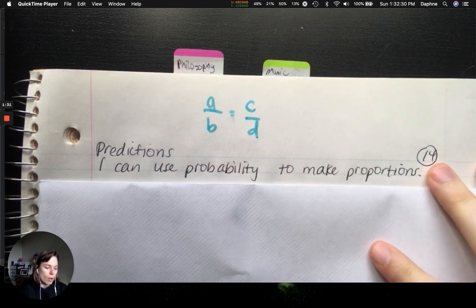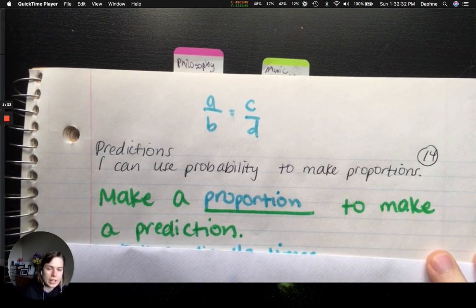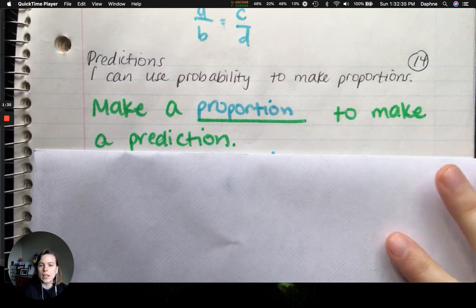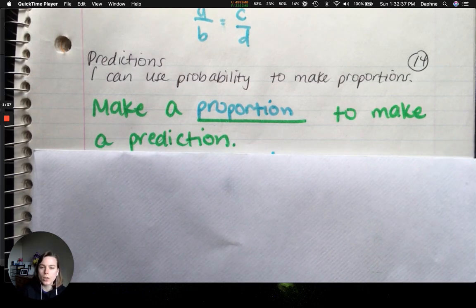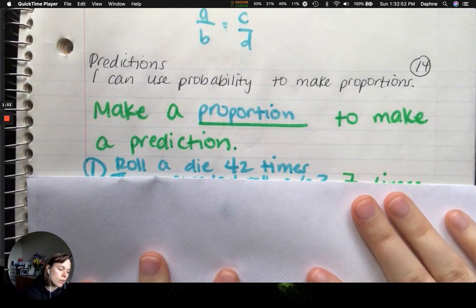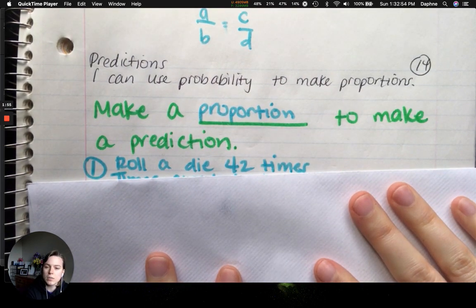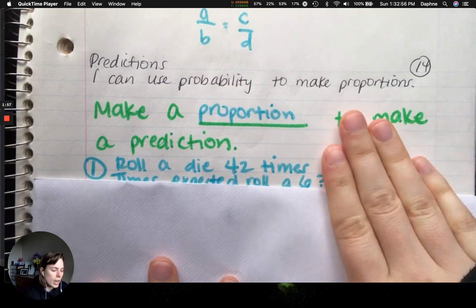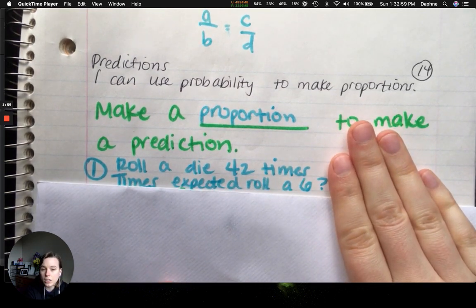So, moving on, we're going to make a fill-in-the-blank sentence. So that blank is proportion. Make a proportion to make a prediction. That is all that we're doing in these 4 next examples. We'll be writing proportions for the scenarios, and that will allow us to make predictions for what we expect or think would happen. So in the first example, we're going to be rolling a die 42 times, and I want to know how many times I would expect to roll a 6. So pause the video here.